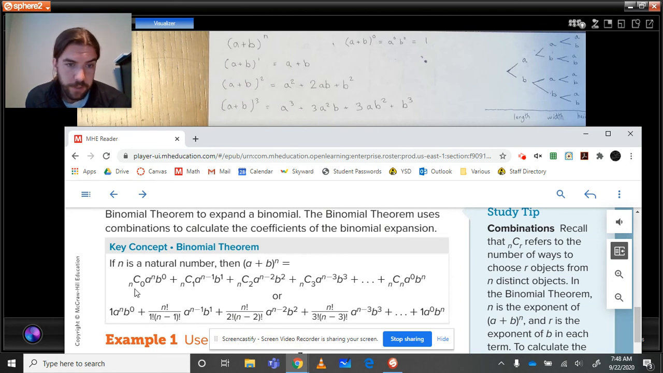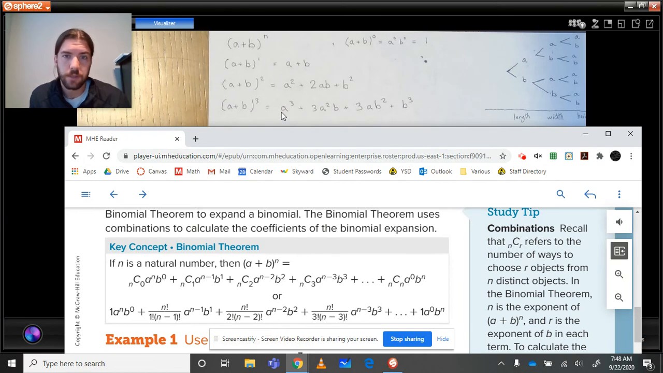Now this thing in the front, this n C sub 0 thing, has to do with something called combinations. And if you haven't studied combinations yet, that's all right. We're going to get to that, but not immediately. I just want to highlight that all we have left to understand this general formula for the expanded polynomial is to figure out this combination part in the front.